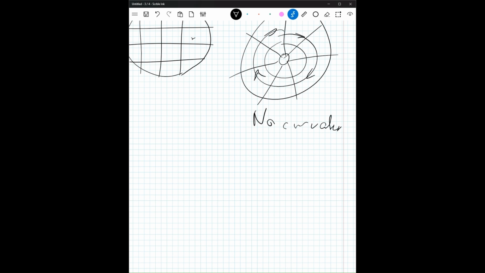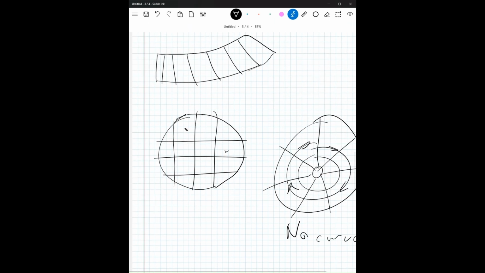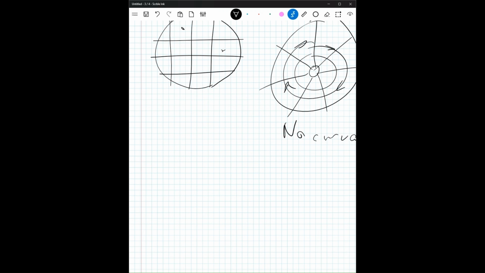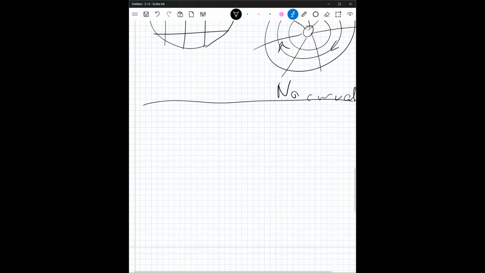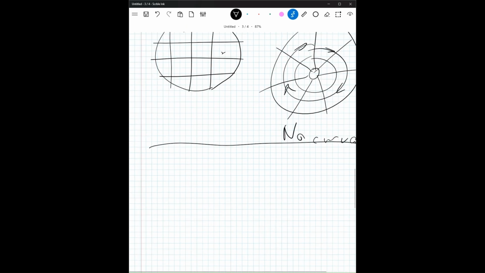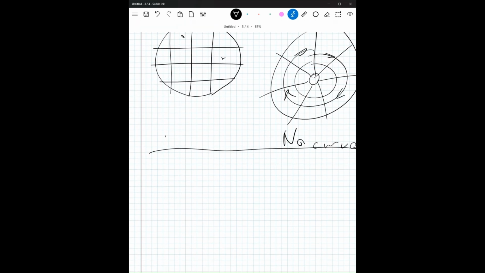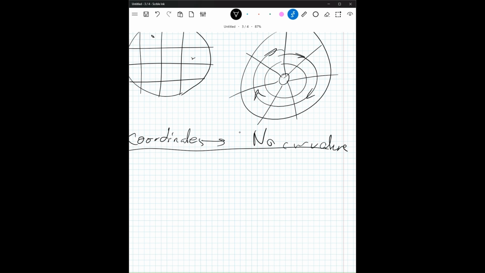And this is the mistake that a lot of these YouTubers who haven't done a rigorous differential geometry course make, or the person they talk to has glossed over this fact. I had a very good professor who was very clear on this. He rammed it down our throats. This is not curvature. Coordinates do not equal curvature.